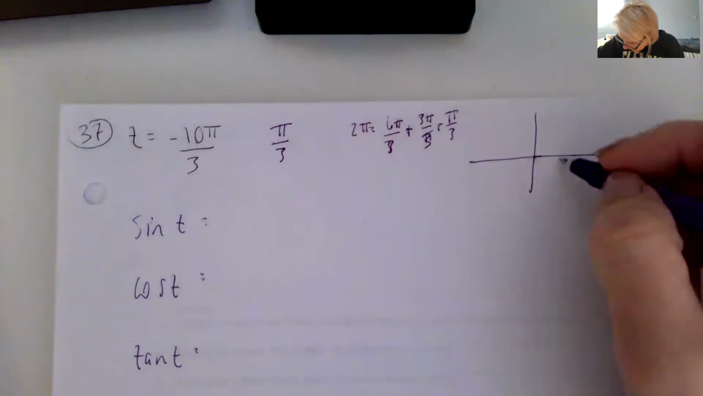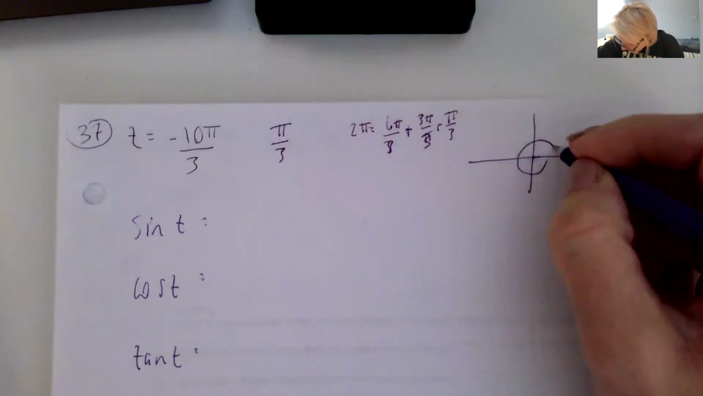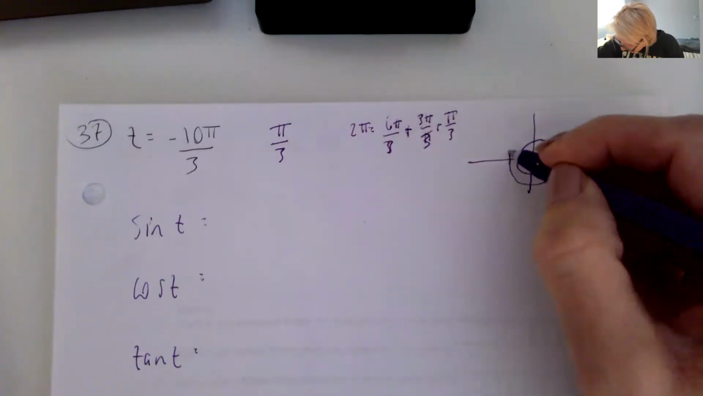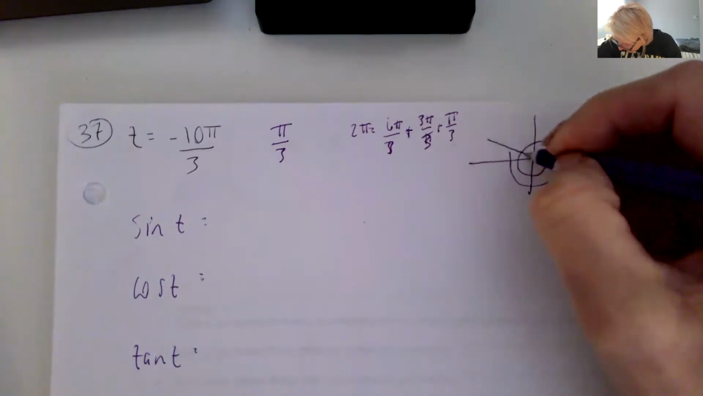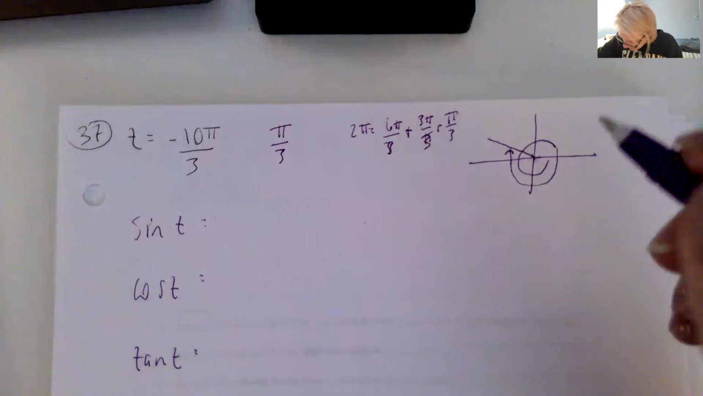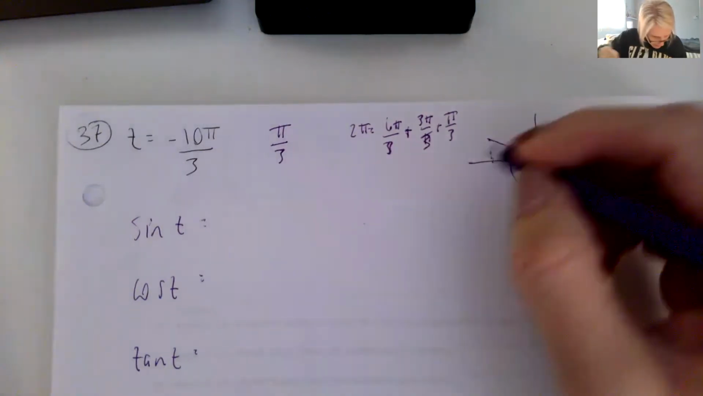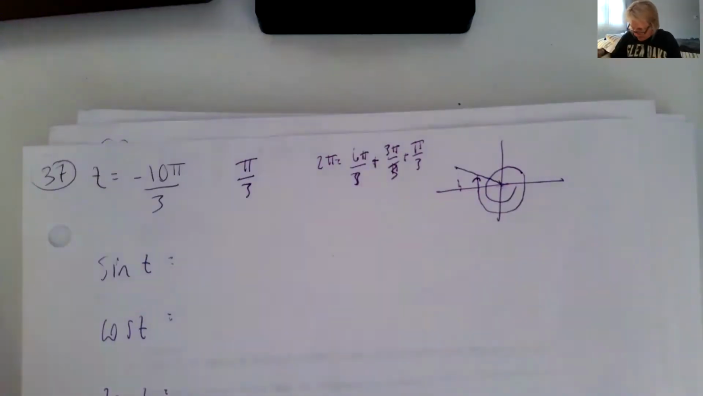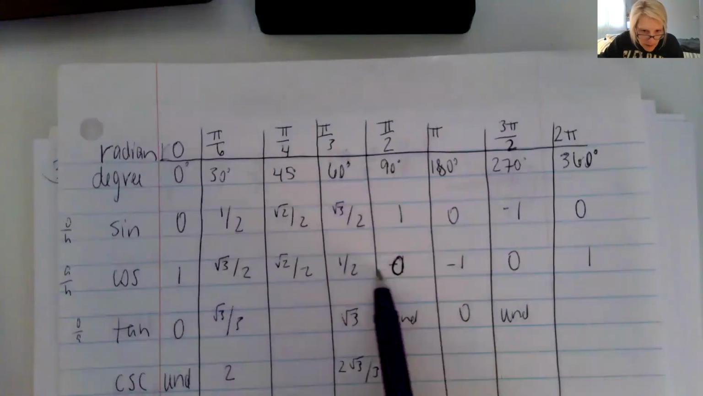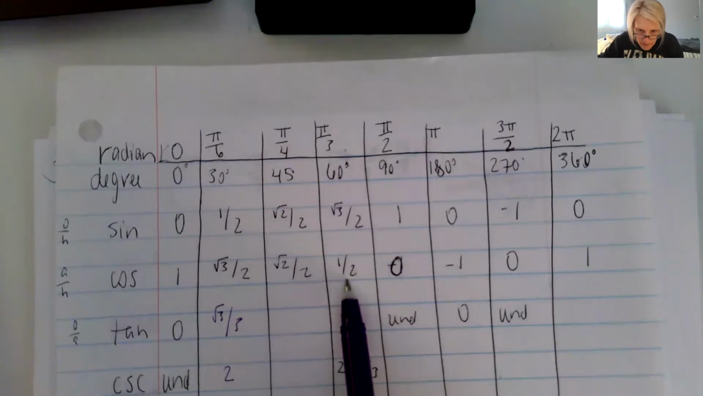And we're going in the negative direction. So we went 2 pi, all the way around, and then we went another pi and then a pi over 3. So we're in the second quadrant at pi over 3. You can see from your book and from my table here that sine is square root of 3 over 2 there, and cosine is 1/2.